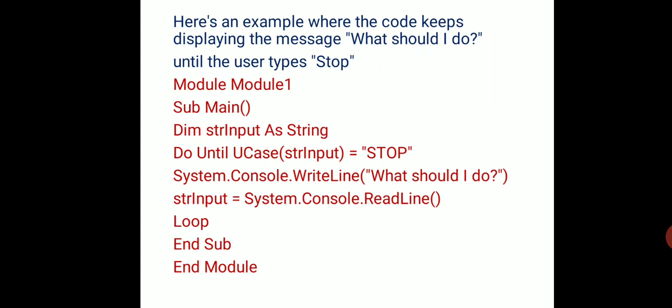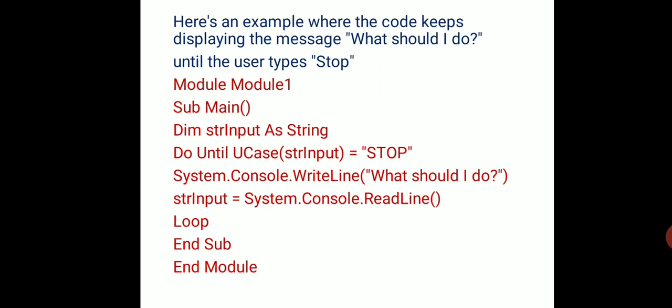What is that? Do Until strInput, what is the strInput? The value given by the user. It will ask the user to enter some string. If the user enters stop, then the Do loop will exit. It will exit the Do loop when the user enters stop. Do Until means do until UCase(strInput) equals stop.